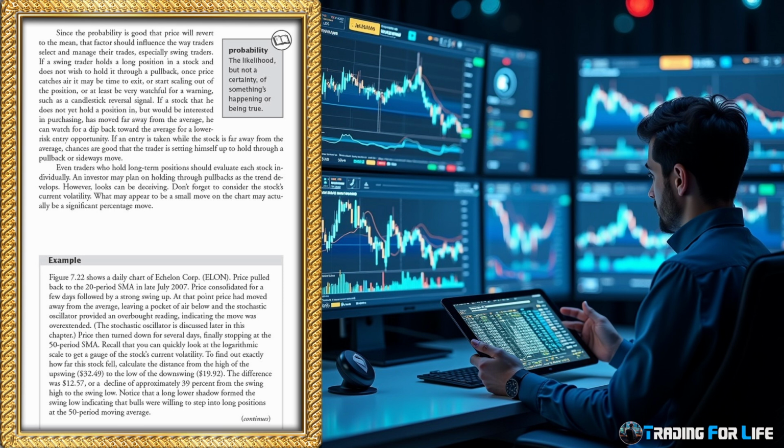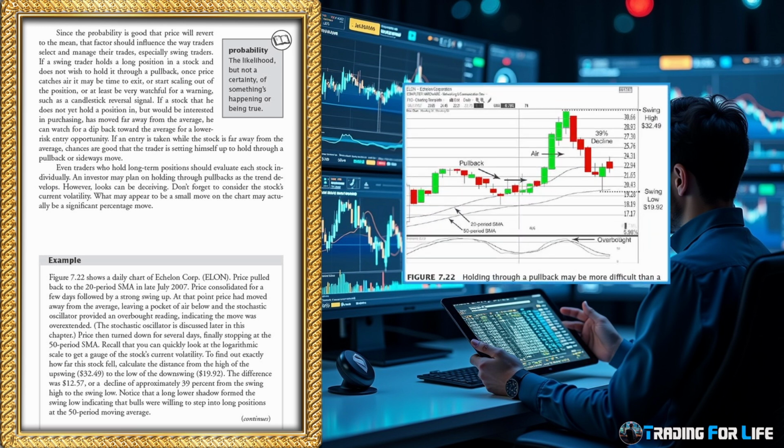Even traders who hold long-term positions should evaluate each stock individually. An investor may plan on holding through pullbacks as the trend develops. However, looks can be deceiving. Don't forget to consider the stock's current volatility. What may appear to be a small move on the chart may actually be a significant percentage move.